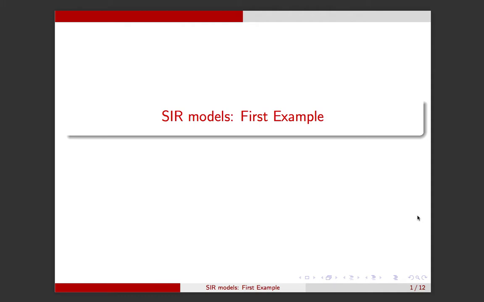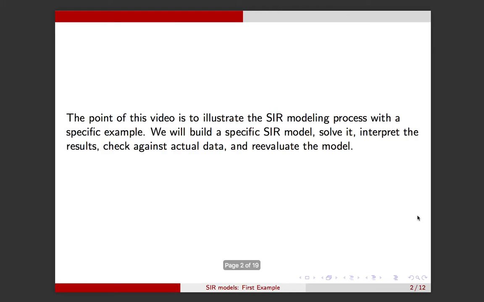So in the previous video, we set up the general SIR model with B and K and so on, but we didn't actually solve anything. We didn't actually look at an example of any particular disease, any particular outbreak. So in this video, I want to show you an example of a disease. So we'll build a specific model, we'll solve it, interpret the results, and then check the model against the actual data. So we'll actually do the full 4 steps of a math modeling problem.